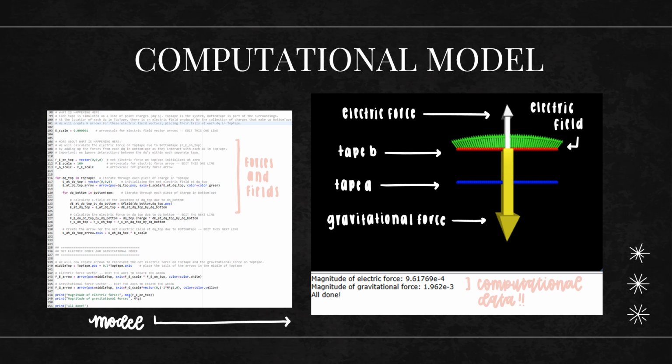We can see that the magnitude of the electric force is 9.617 times 10 to the negative fourth, and the gravitational force is 1.962 times 10 to the negative third, and these are not the same values. And then in the diagram, you can see that the arrow pointing down is gravitational force, the electric force is pointing up, and tape A and B are represented by the blue and red lines, and the electric field with all the arrows pointing up shows that.